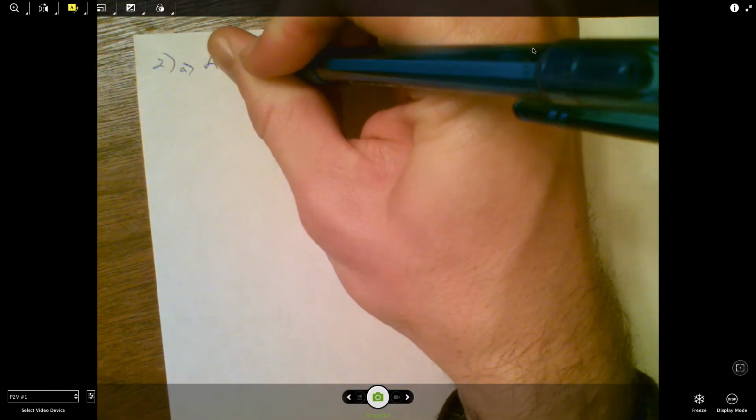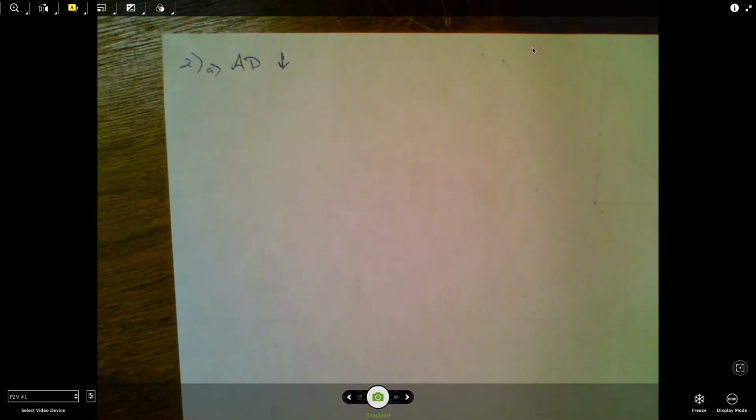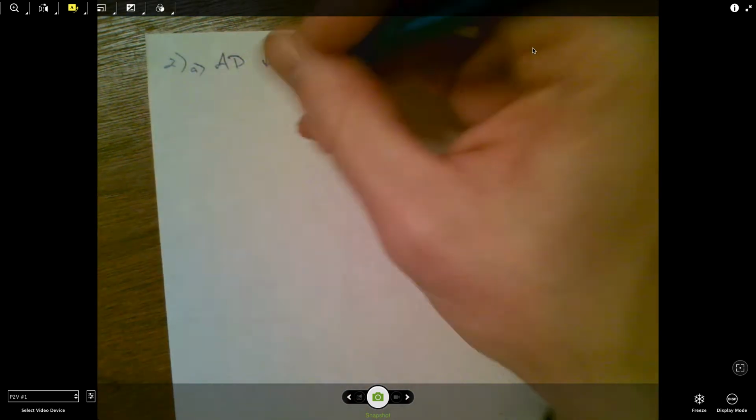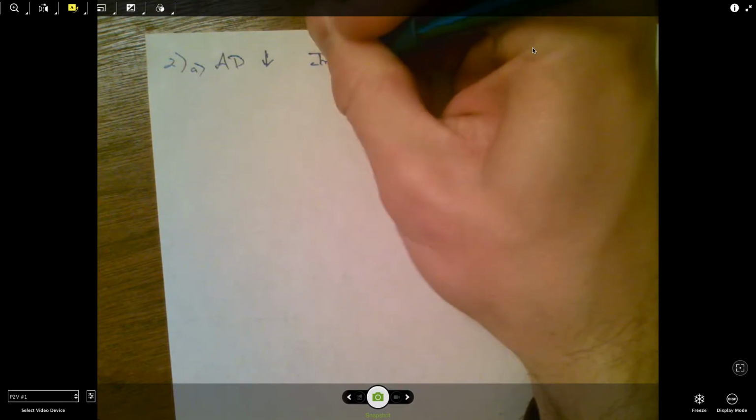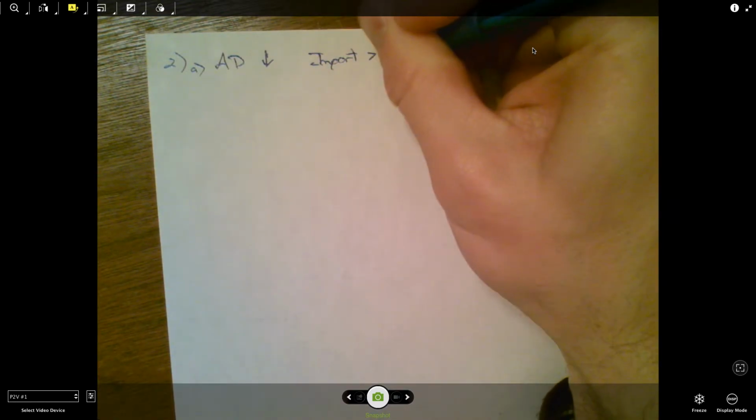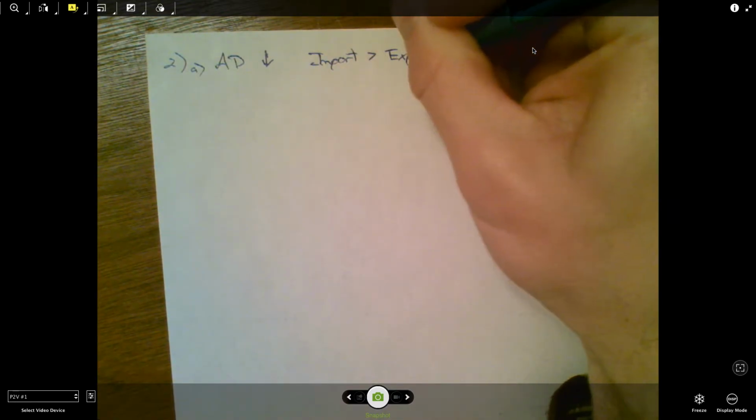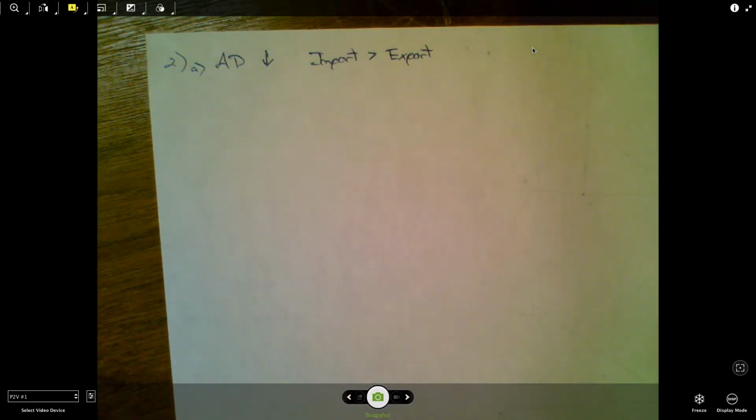Well, we know that aggregate demand is made up of exports. In this case, the United States is exporting, Argentina is importing. So we would say that Argentina's aggregate demand is going to decrease. Explanation? Well, it's because they are doing the importing, which would then be greater than exports, right? And there is your explanation. Part B.